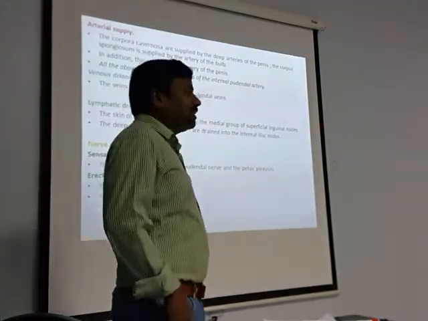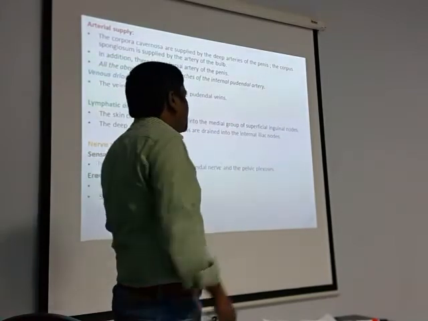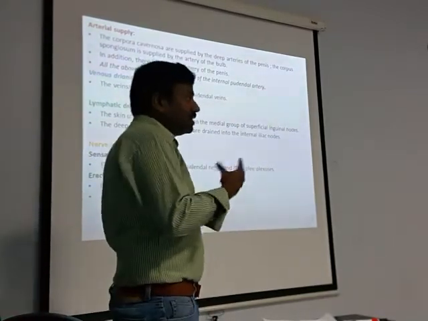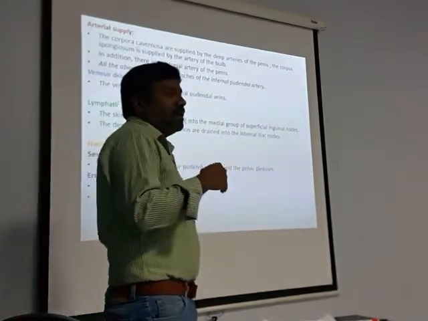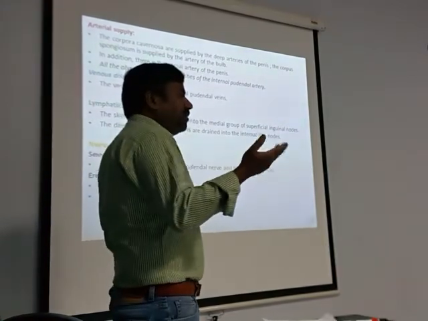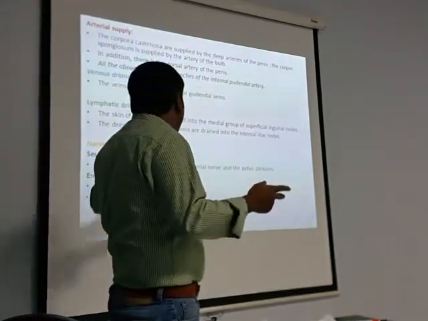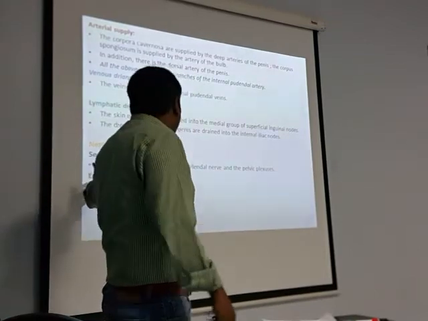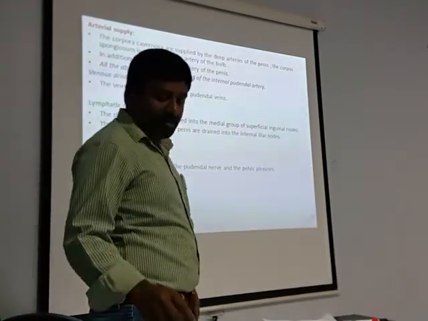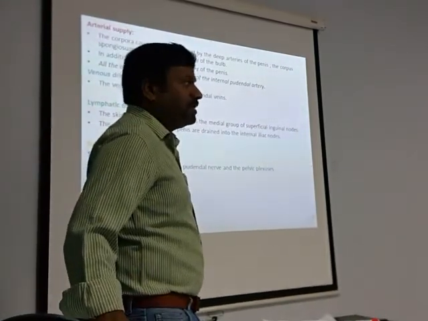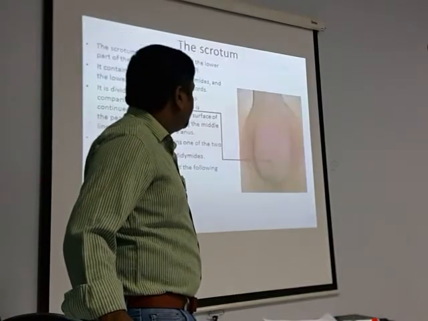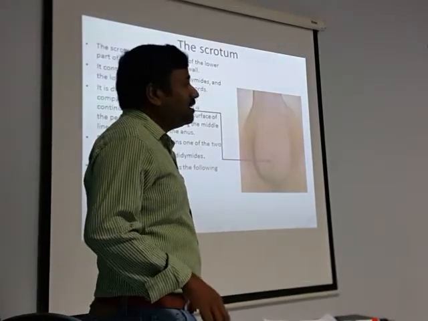Nerve supply: mainly the pudendal nerve supplies the penis, whereas the nerves responsible for erection and ejaculation are autonomic nerves, both parasympathetic and sympathetic. Parasympathetic is excitatory, sympathetic is inhibitory. So now the next organ, that is the scrotum.